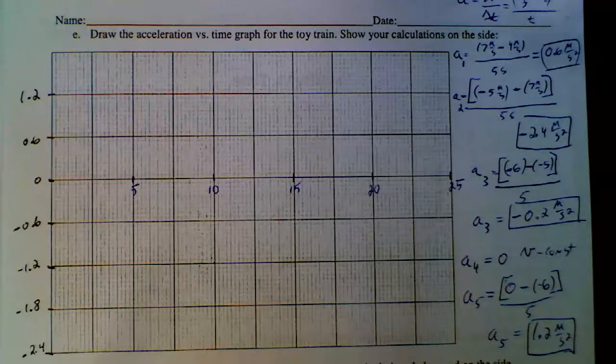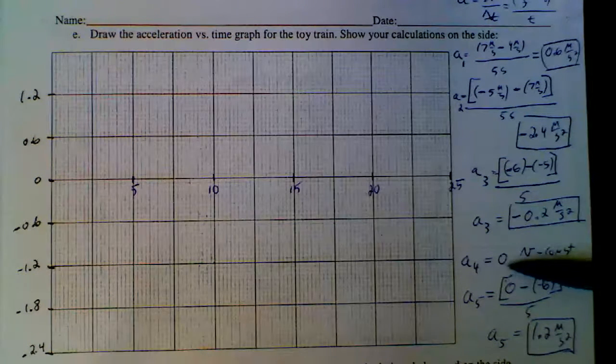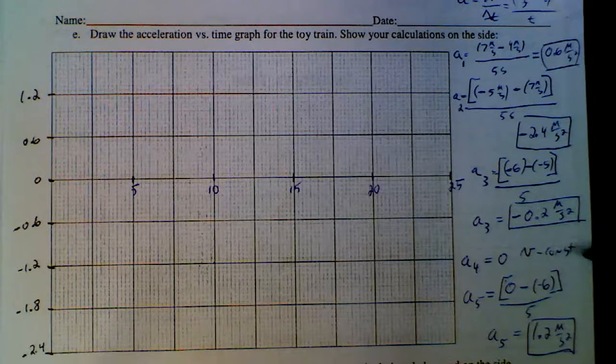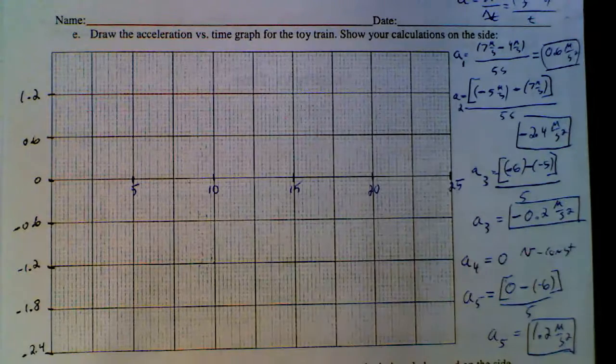Okay, here are the rest of the accelerations calculated. A3 is negative 0.2 meters per second squared. A4, there is no acceleration. The velocity is constant, and you have a flat horizontal line on the velocity time graph. A5 is 1.2 meters per second squared. So now I need to just plot these on the graph and draw them in.